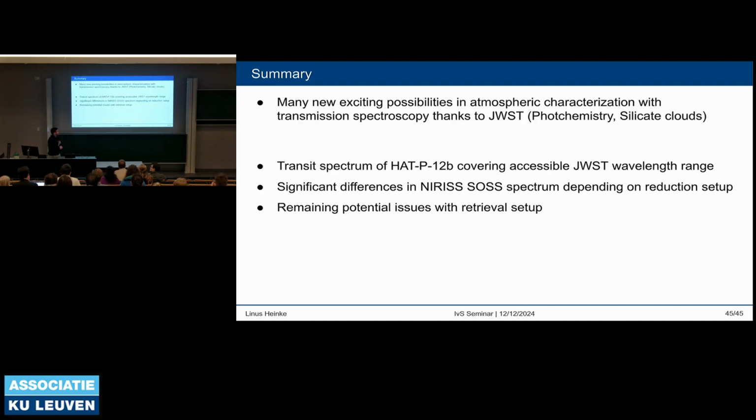So just as a summary, I mentioned the many exciting new things we can do with JWST. And we now have a transit spectrum of FAP12b covering the entire accessible JWST wavelength range. The reduction can make a difference in the results that we can get, and that can also affect retrievals. And we can get a somewhat good fit, but there might still be remaining issues with the retrieval setup that we had, so we probably have to try something a bit more complicated.